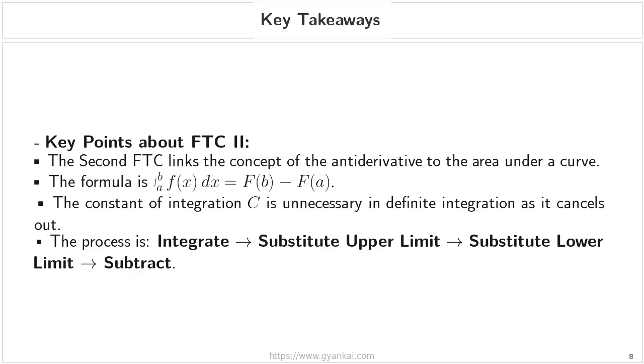Finally, let's break down the process into a simple step-by-step guide. First, you integrate the function to find its antiderivative. Then, you substitute the upper limit of integration into the antiderivative. After that, you substitute the lower limit of integration into the antiderivative. And lastly, you subtract the value you got from the lower limit from the value you got from the upper limit. So it's integrate, substitute upper limit, substitute lower limit, and subtract. If you follow these steps, you'll be able to confidently evaluate definite integrals using the second fundamental theorem of calculus.